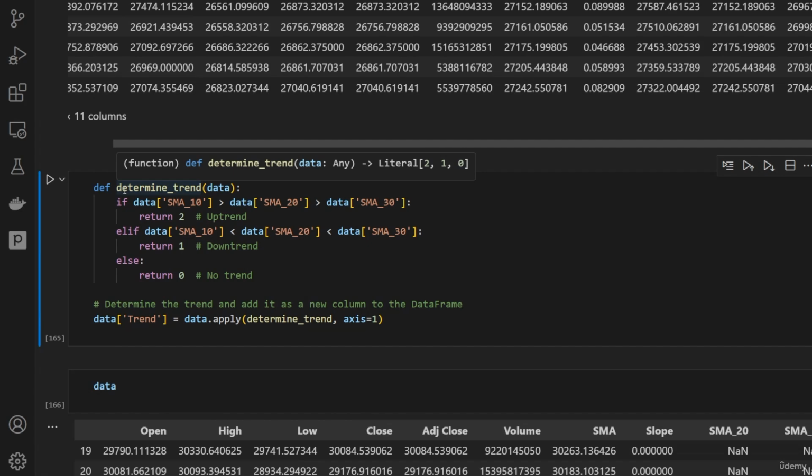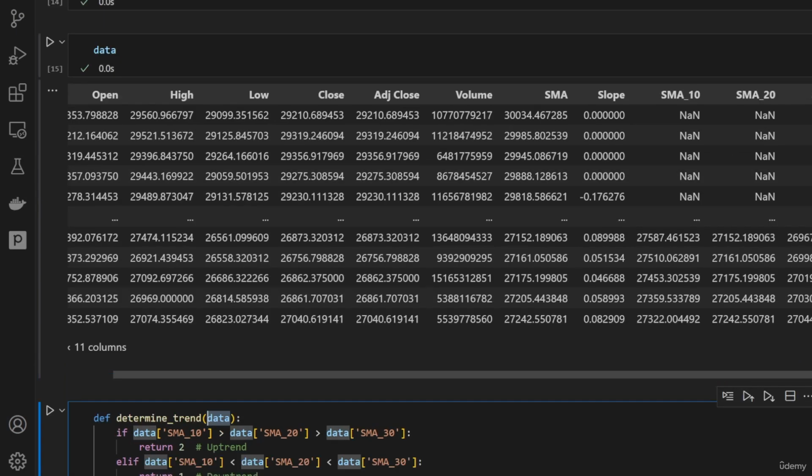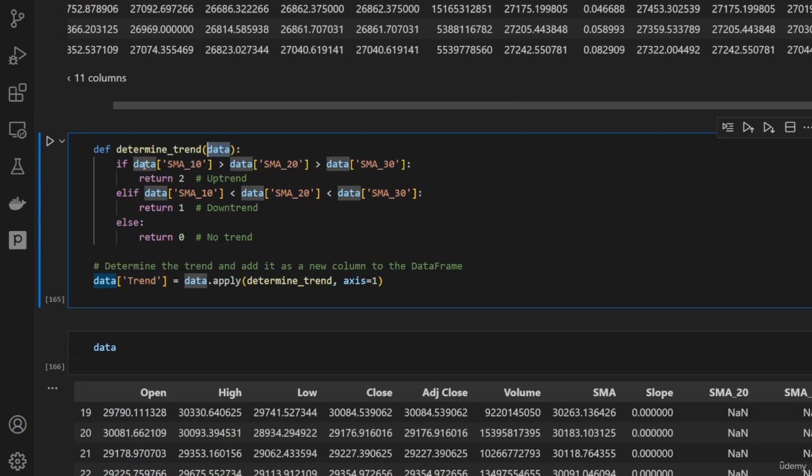So we can test these here, determine_trend function. So we're defining a new function, and it takes the data frame as an input parameter, and it has to have these three moving average columns. So if data SMA 10 is above data SMA 20 is above data SMA 30, then we return 2, which is an uptrend category. Else, if the opposite alignment is verified, so the SMA 10 is below SMA 20, which is below SMA 30, then we have a downtrend and we return 1. In any other case, by default, we don't have any clear trend detection, we return 0.